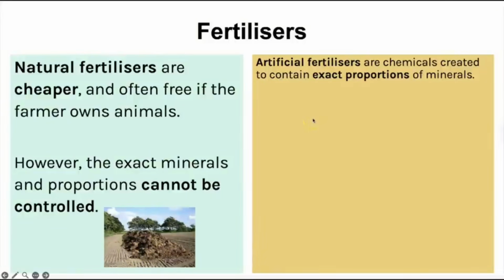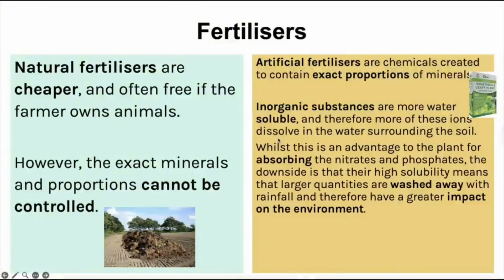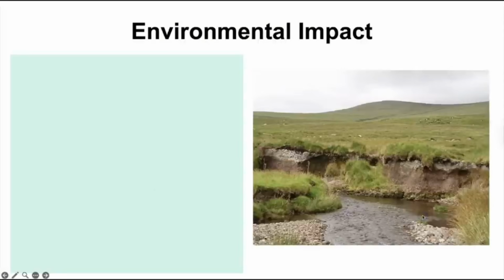So artificial fertilizers, that is their main advantage. You can control the exact minerals and the proportions that you have. But you do have to pay for them, so they're going to be more expensive, and they're more harmful for the environment. And that's because inorganic substances are more soluble. Therefore, when it rains, they're going to dissolve in that rainwater, and they can then be washed away to water sources and have a negative impact on the environment.